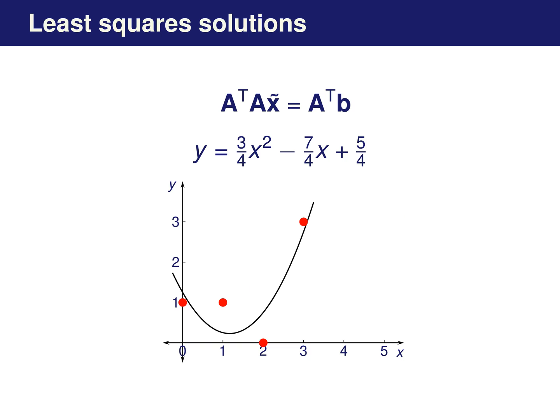We have that the best fit parabola is y equals 3/4 x squared minus 7/4 x plus 5/4. The solution worked by projecting the problem into the subspace of quadratic polynomials. We then solve the new system to pick the parabola that passes through the projected points.